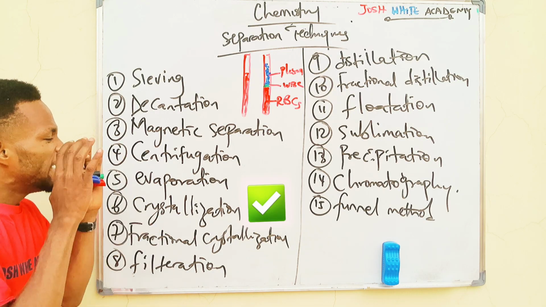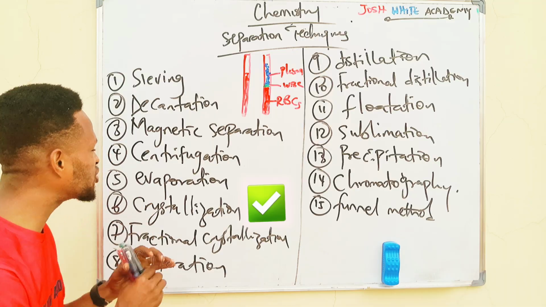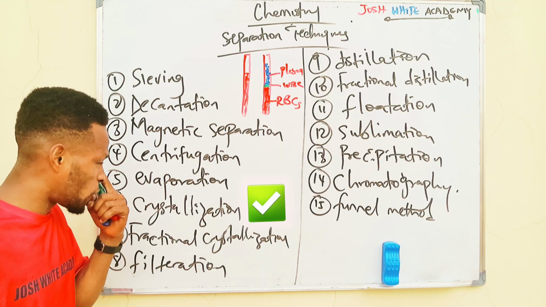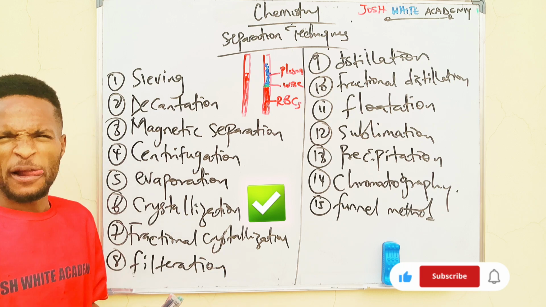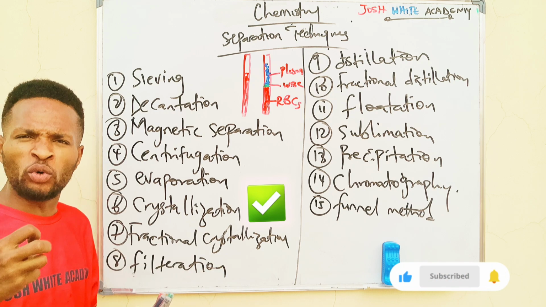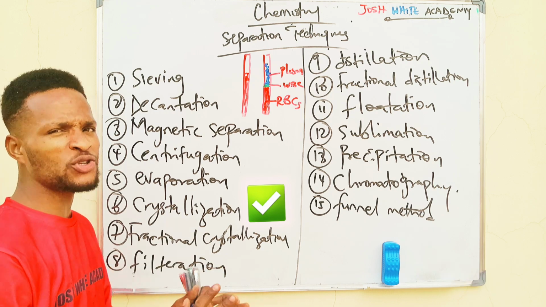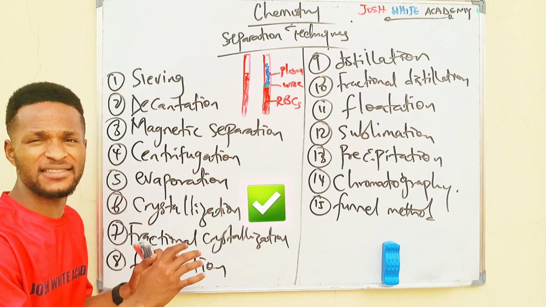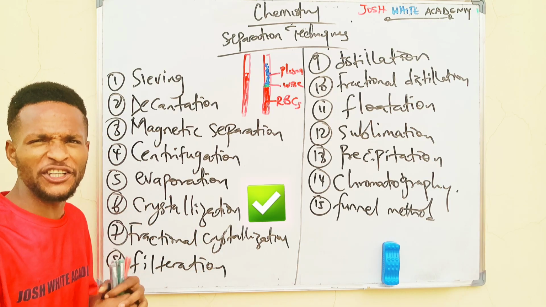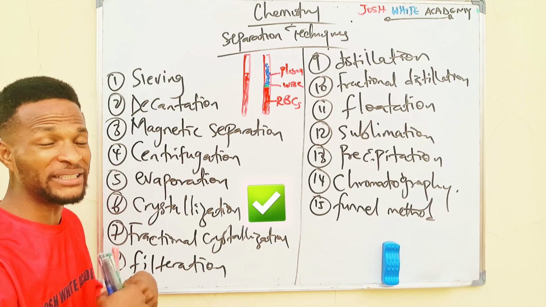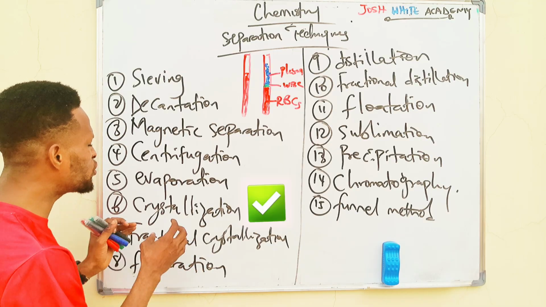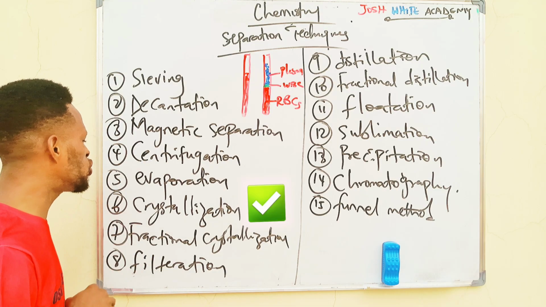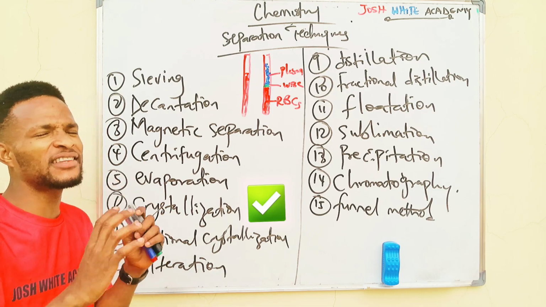Next one, crystallization. Crystallization is very similar to evaporation, but it is used to separate salt or obtain a solid from a liquid that easily decomposes on heating. So you can't heat this kind of solid to dryness without it being decomposed. So you use a method known as crystallization.